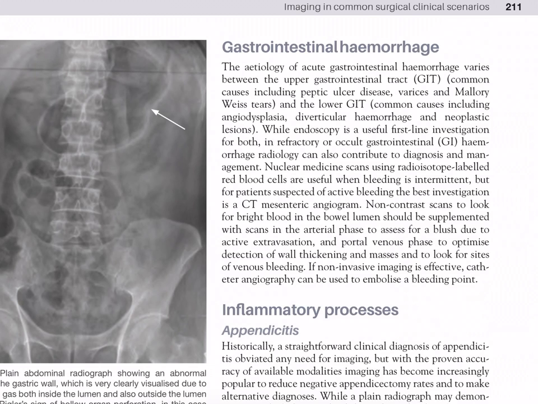diagnosis and management. Nuclear medicine scans using radioisotope labeled red blood cells are useful when bleeding is intermittent, but for patients suspected of active bleeding, the best investigation is a CT mesenteric angiogram.